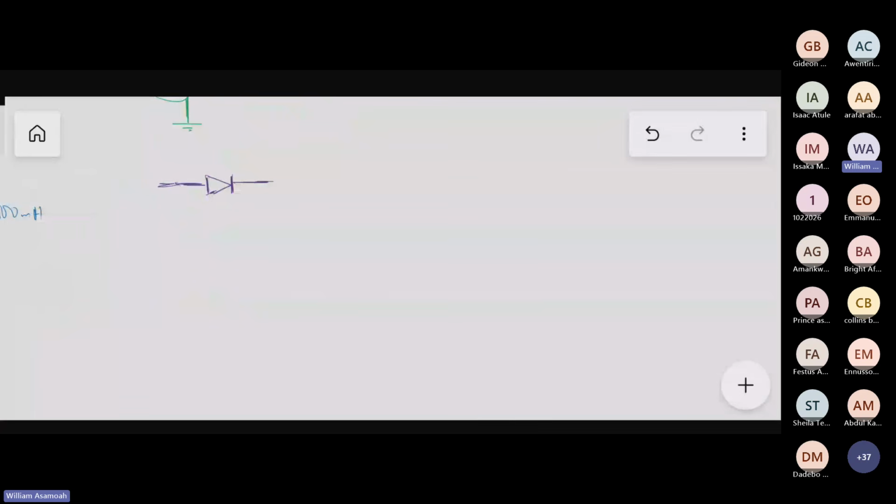Now, diodes are polarized devices. Polarized means that they have a positive side and a negative side. I hope I've said this in class to you, right? You'll be wiring it yourself, so how will you see that this side is positive and this side is negative? On the positive side, they've put a bar. So you see a bar here. That's the positive side.